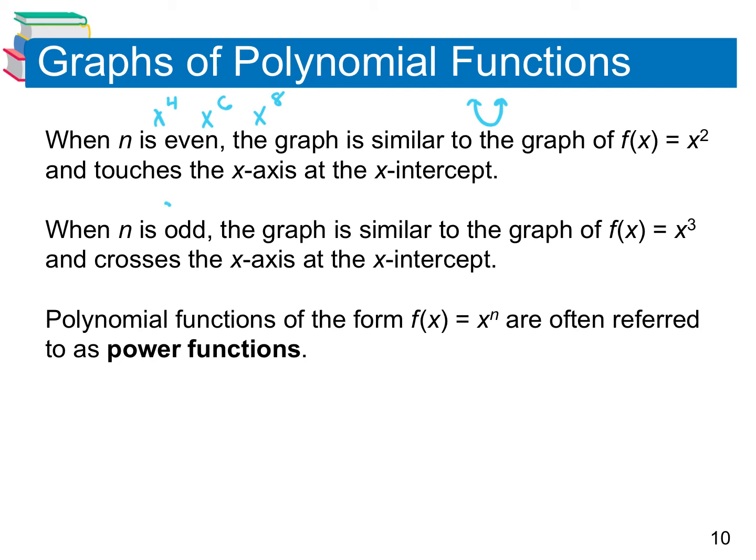When n is odd, so that would be x cubed, x to the fifth, x to the seventh, all those types, our graph is similar to an x cubed graph, which x cubed graphs look like this. It kind of snakes through our origin there. So that would be our x cubed graph.